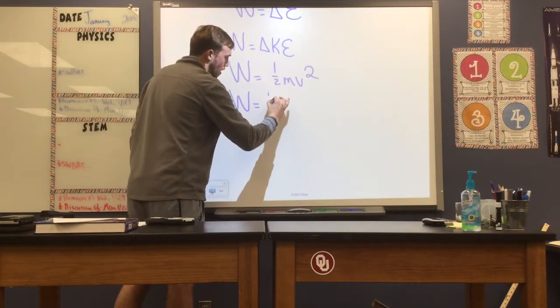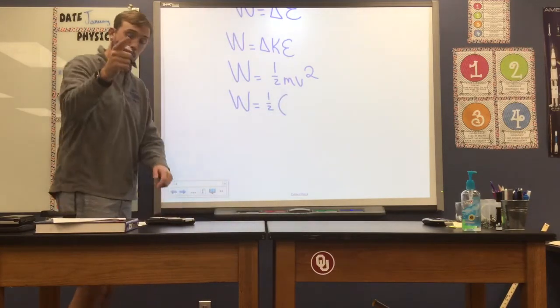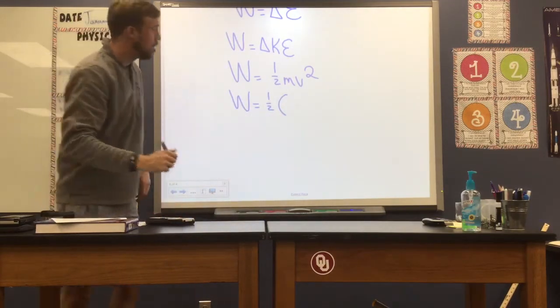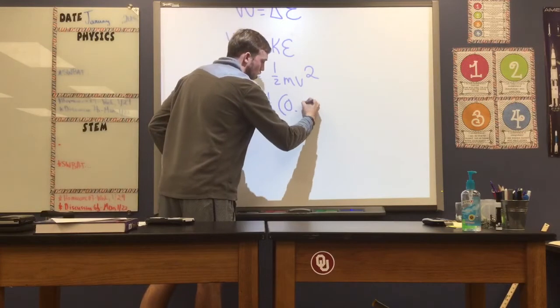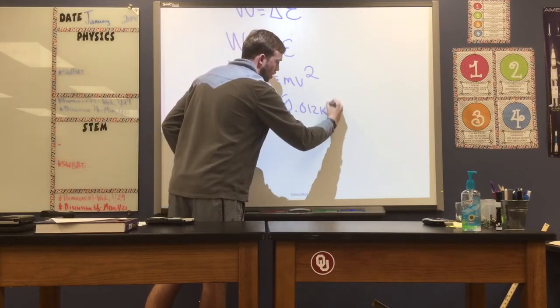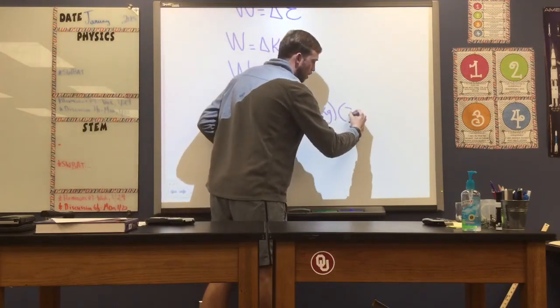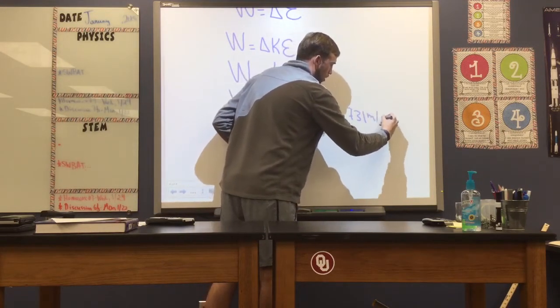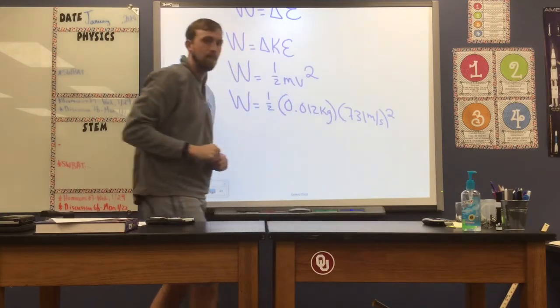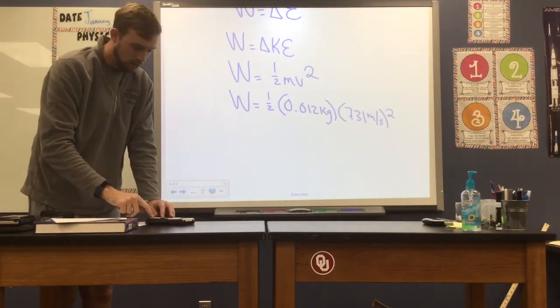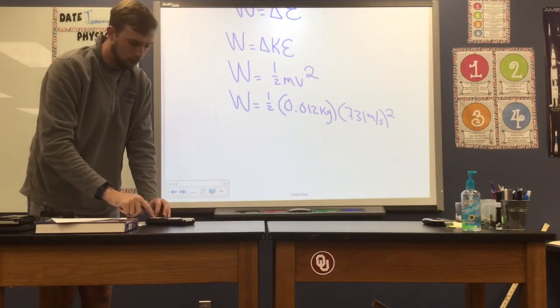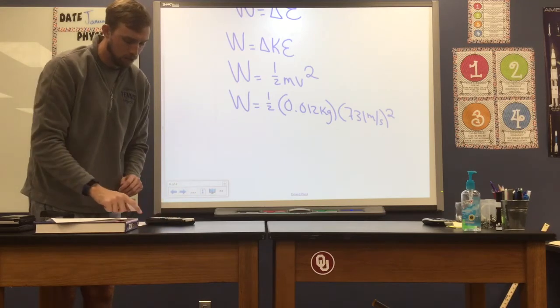So work done is 1/2 times the mass of our bullet, which, be careful, is given to us in grams. So 12 grams is 0.012 kilograms, times our velocity, 731 meters per second, squared. Now let's take a moment and plug that in. 731 squared times 0.012 divided by 2.